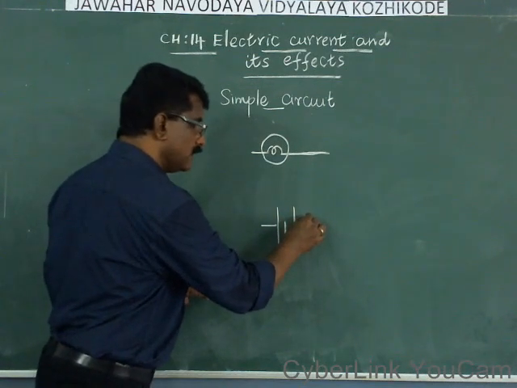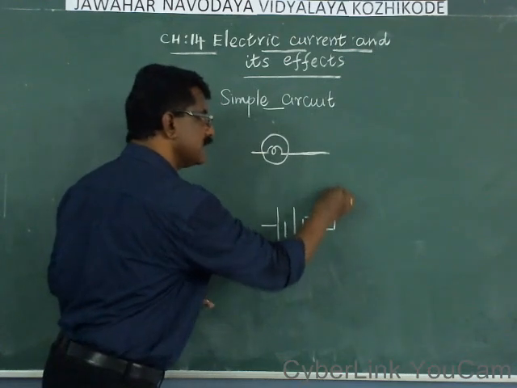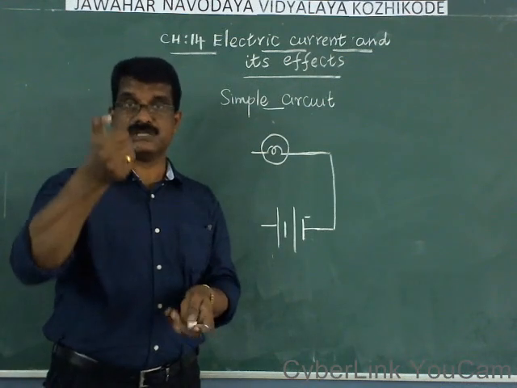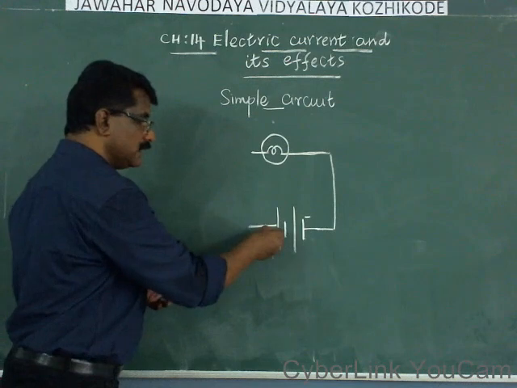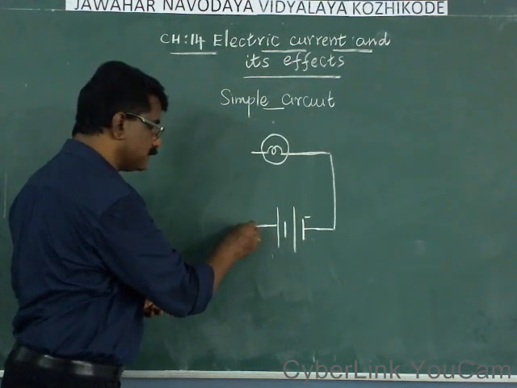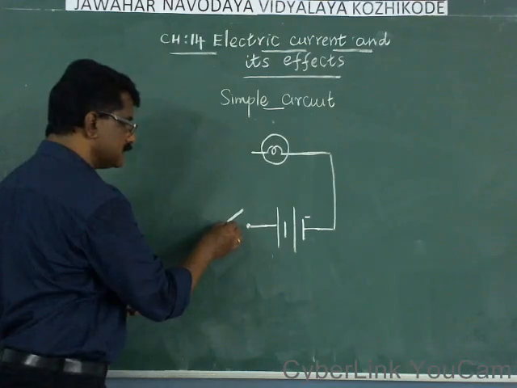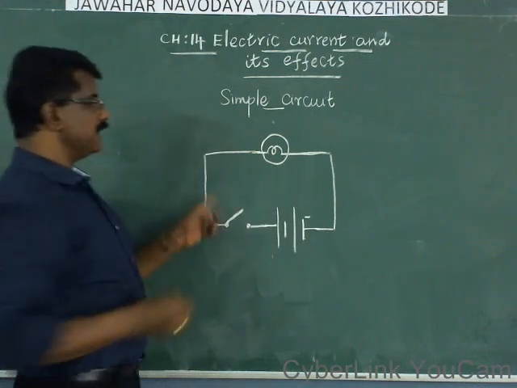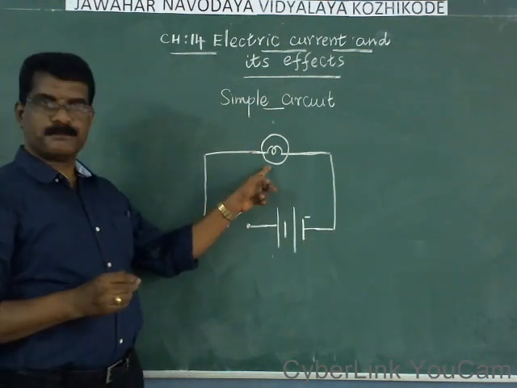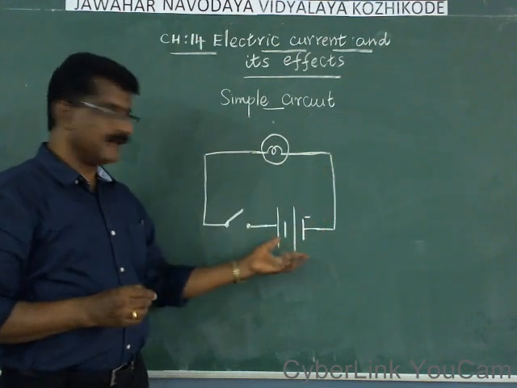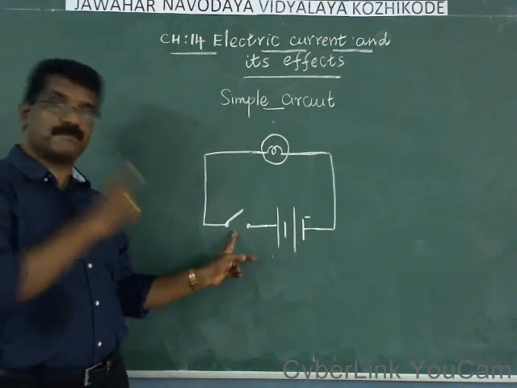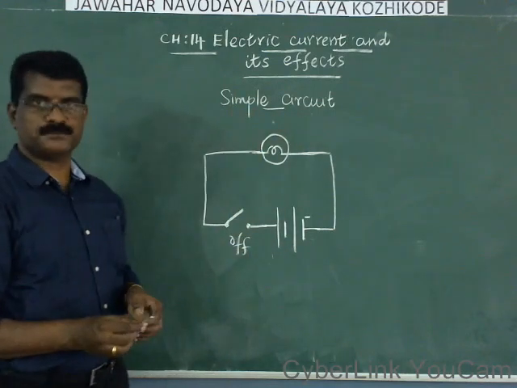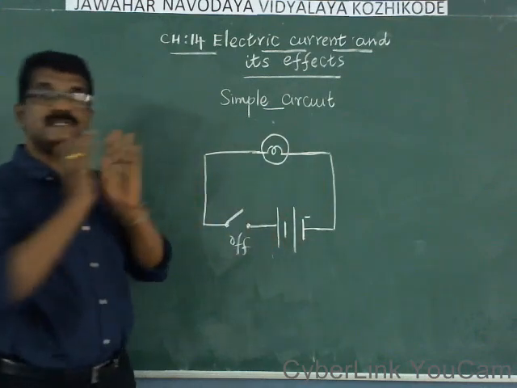So the negative terminal of the battery is connected to the bulb, and you know in your torch light there is a switch, isn't it? So the positive terminal of the cell is connected to the switch. See, this is the switch, and the other part of the switch is connected to the bulb. Now see, we have drawn a simple circuit with a bulb. This is the wire having two cells, and it is in switch off position. Off position, so the bulb will not glow. So this is a simple circuit in switch off position.